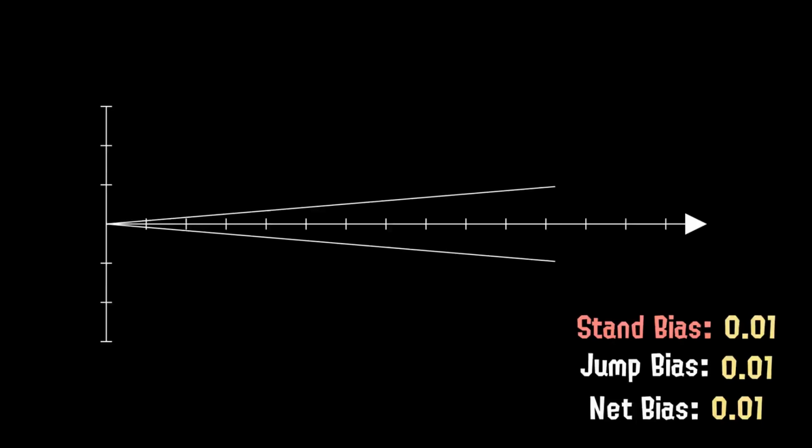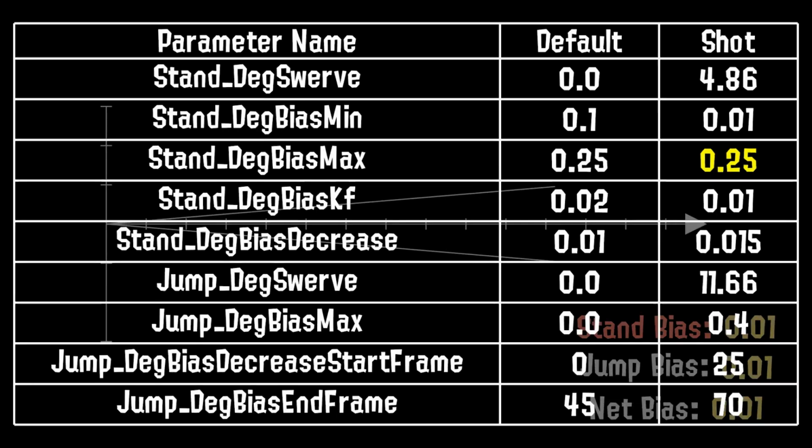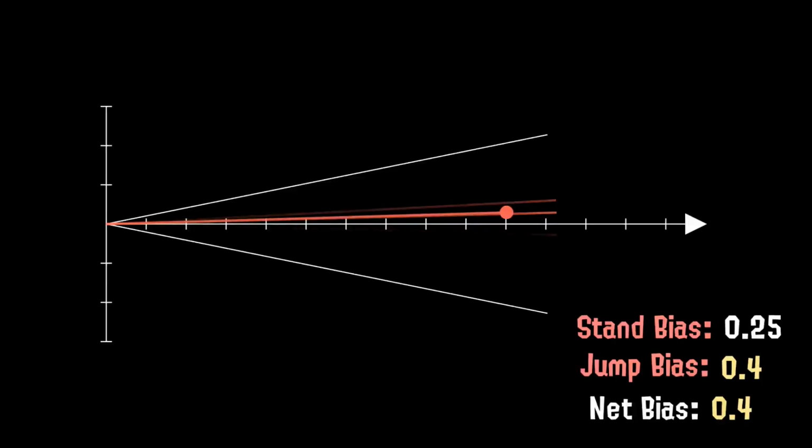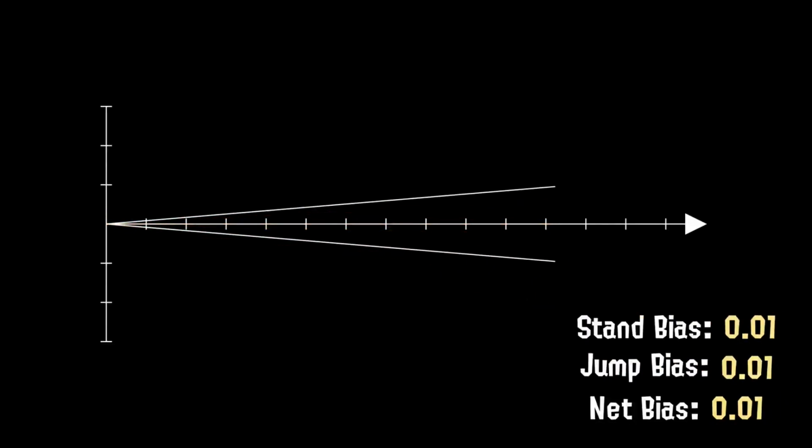When the stand bias text is red, it means that the simulated splatter shot is currently firing. When the jump bias text is red, it means that the simulated splatter shot is currently in the air. The net bias is the value of whichever bias type is larger, denoted by the yellow number. As a quick refresher, here are all the parameters at work here, with their default values and the values defined for Splattershot. And once more in slow motion.